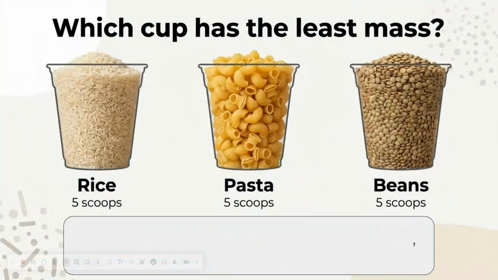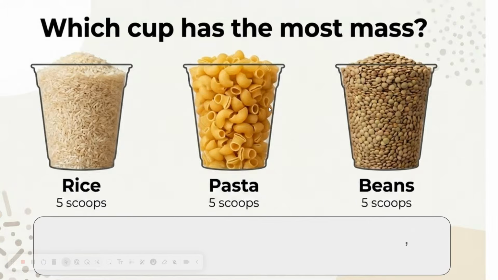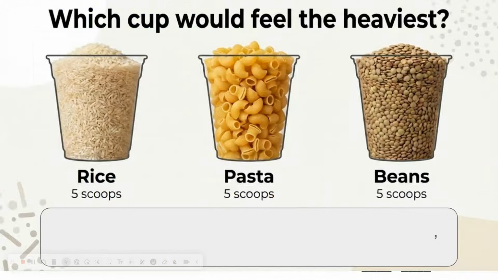Okay, which cup has the least mass? What do you think? Take a guess. The cup with the least mass is the pasta, because it has the least number of particles. It can fit the least in there. Which cup has the most mass? The cup with the most mass is the beans, because it has the most particles. By the way, you just had 2 complex sentences using the word mass. Okay? 3 sentences in your notebook or 2 complex sentences. So you can use those.